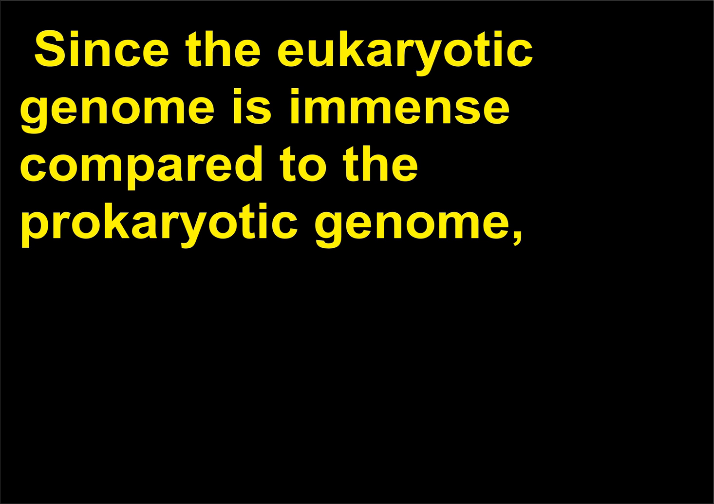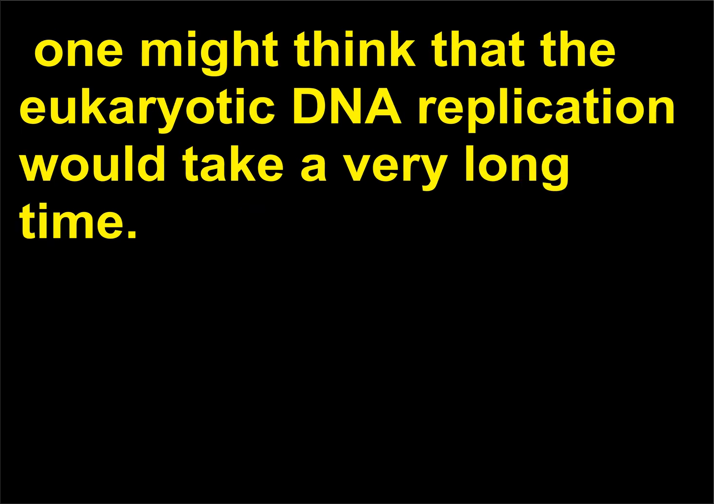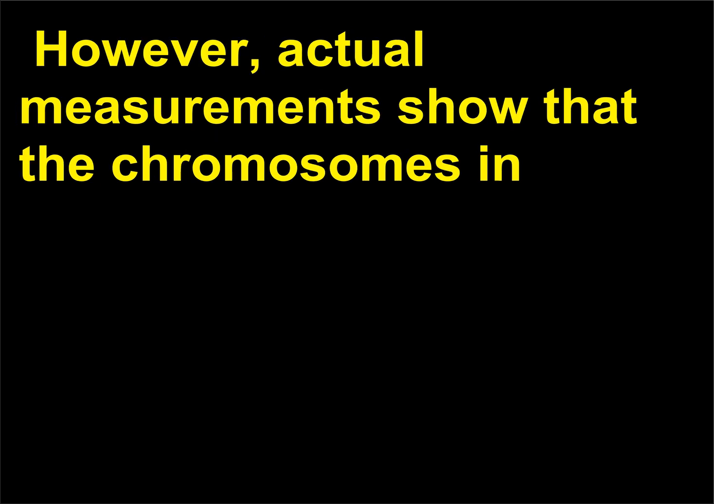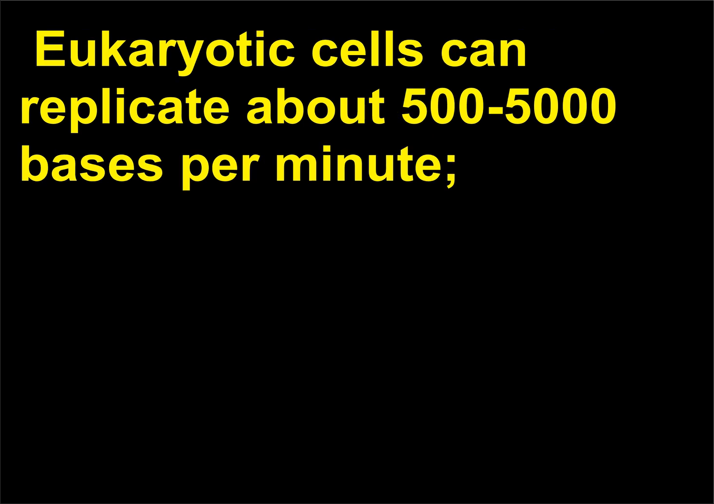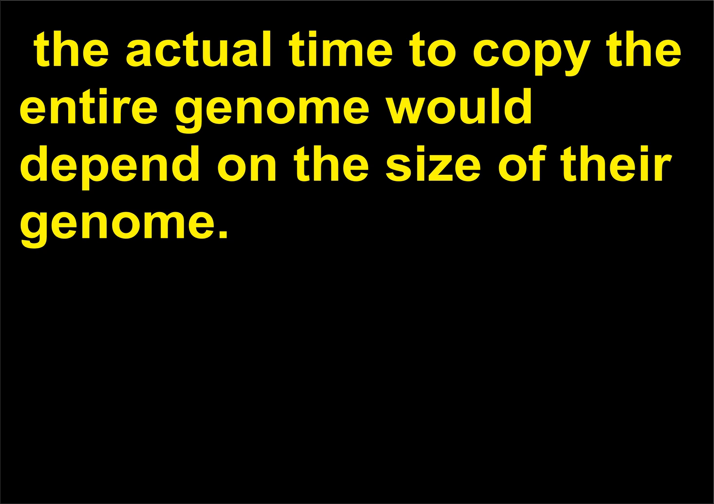Since the eukaryotic genome is immense compared to the prokaryotic genome, one might think that eukaryotic DNA replication would take a very long time. However, actual measurements show that the chromosomes in eukaryotes have multiple replication sites per chromosome. Eukaryotic cells can replicate about 500 bases per minute. The actual time to copy the entire genome would depend on the size of their genome.